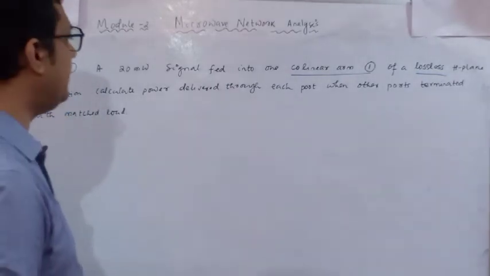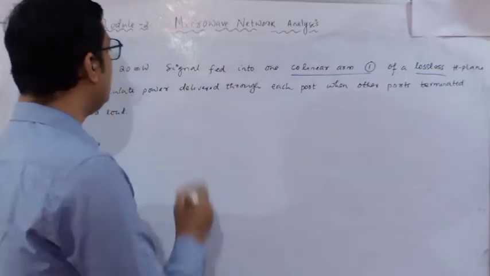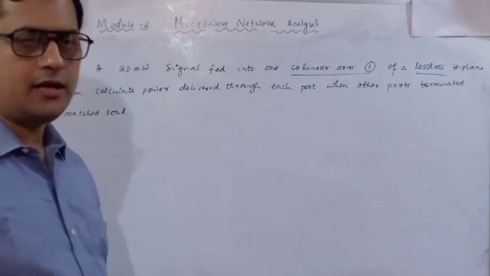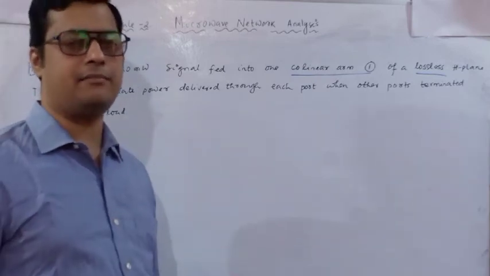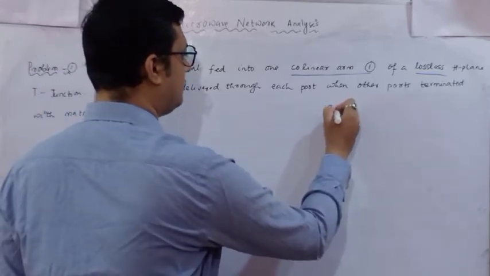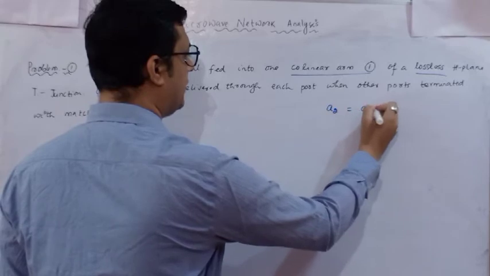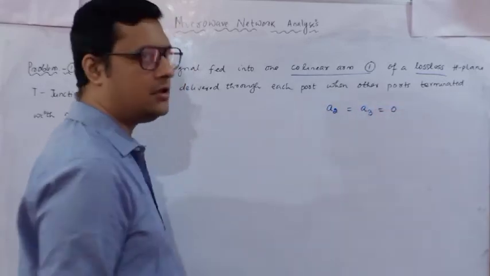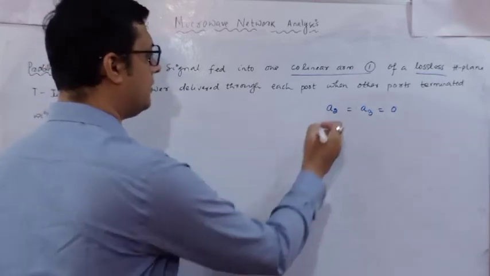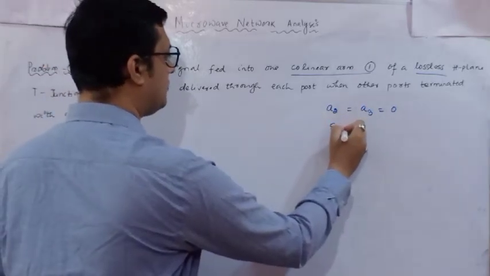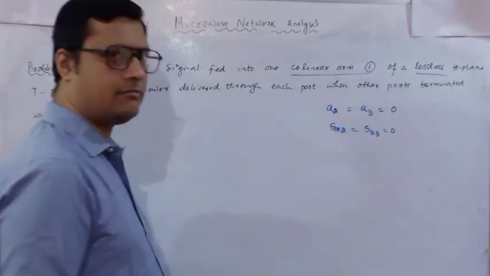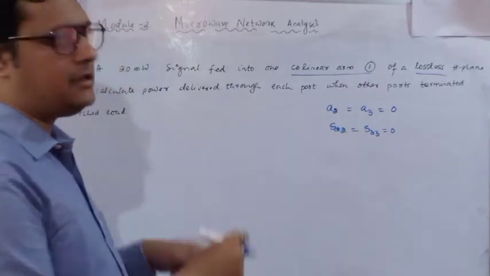Now here the power is available in collinear arm 1 and the other two ports are perfectly matched. That means A2 is equal to A3 is equal to 0, because perfectly matched means reflection coefficients are going to be 0. So S22 is equal to S33 is equal to 0. Now power is fed at port 1.